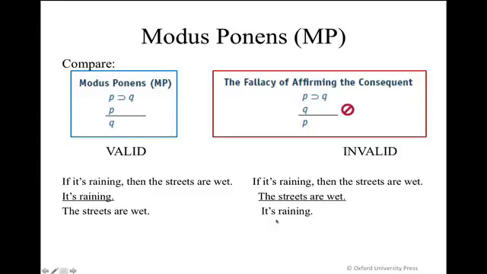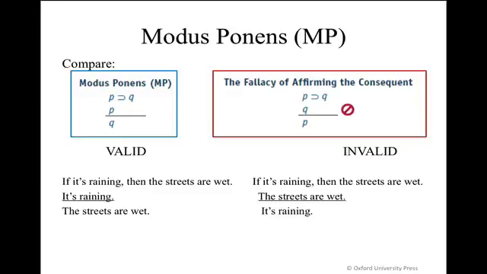So here are a couple of examples from ordinary language. On the left in blue, you see the modus ponens form, and you have the following argument. If it's raining, then the streets are wet. It's raining, therefore the streets are wet. Compare that, well, actually contrast that with an imposter.